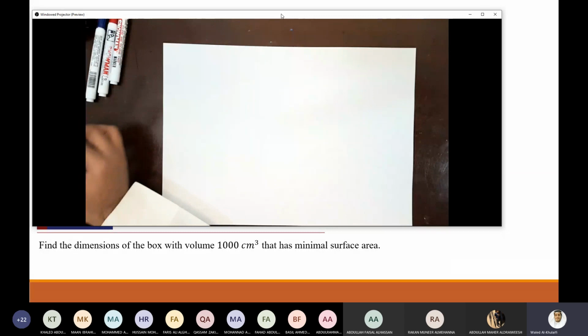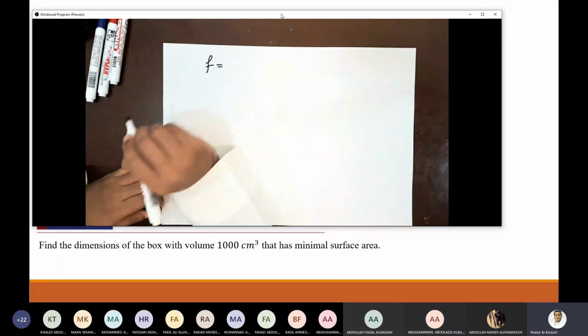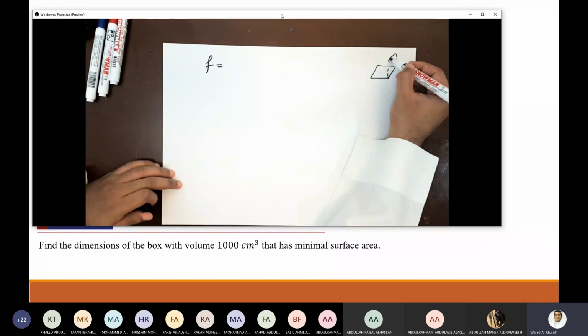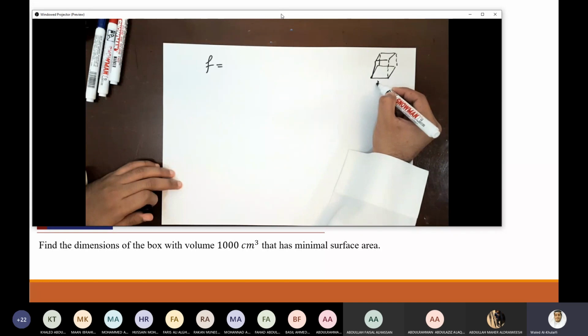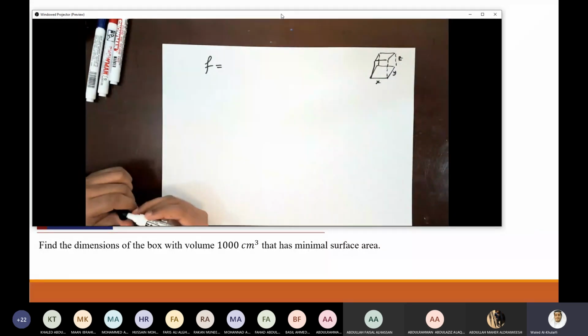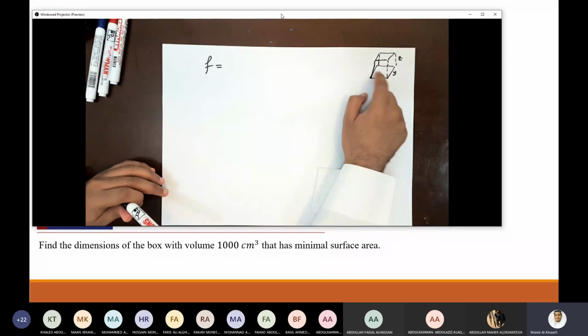We can use the surface area formula. Let's call it F equals. Let's imagine the box. I'm gonna just sketch the box like this. This is the box, and let's give the dimensions names. This is x, this is y, and the height, let's call it z. x, y, z. The box is not necessarily squares, but you're gonna have rectangles.